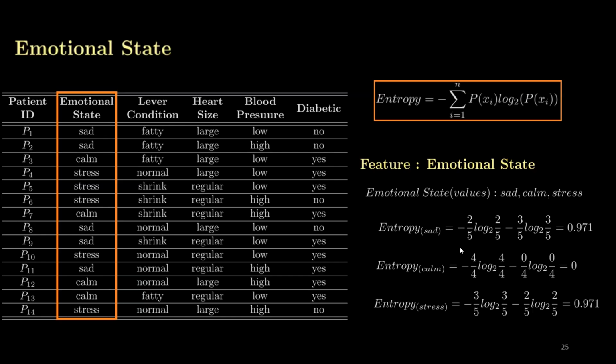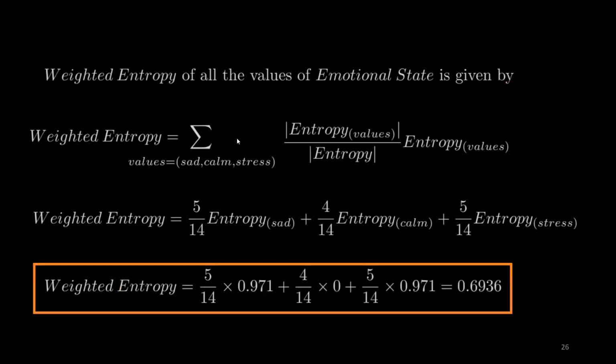Now we have to find the weighted average of all these, because these become the entropies of the child, and then we have to subtract it from the entropy of the parent in order to find the information gain. So this is our next step: we have to find the weighted entropy of all values inside the emotional state. Weighted entropy is the sum over all the entropies in the column of emotional state, that is the values sad, calm, and stress, each multiplied by its weight. These are the entropy values which we have already calculated.